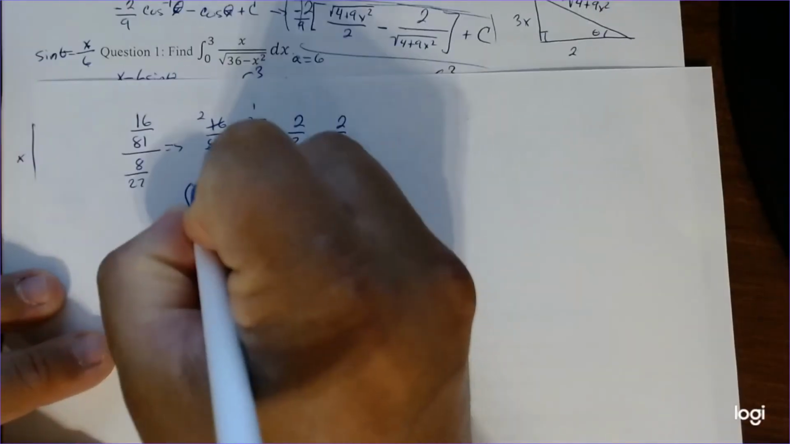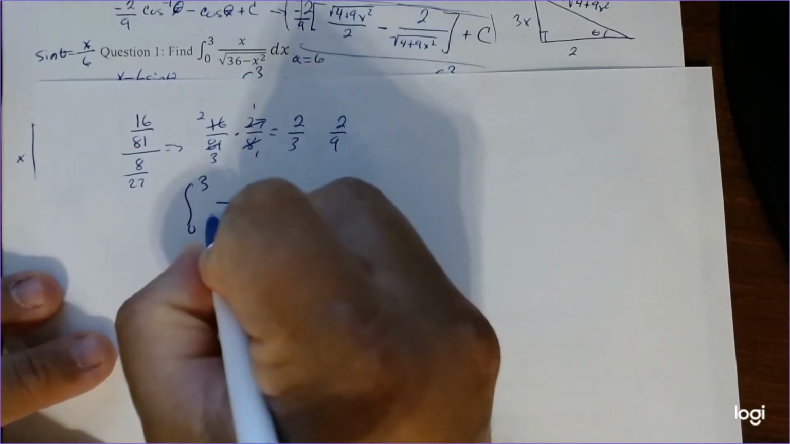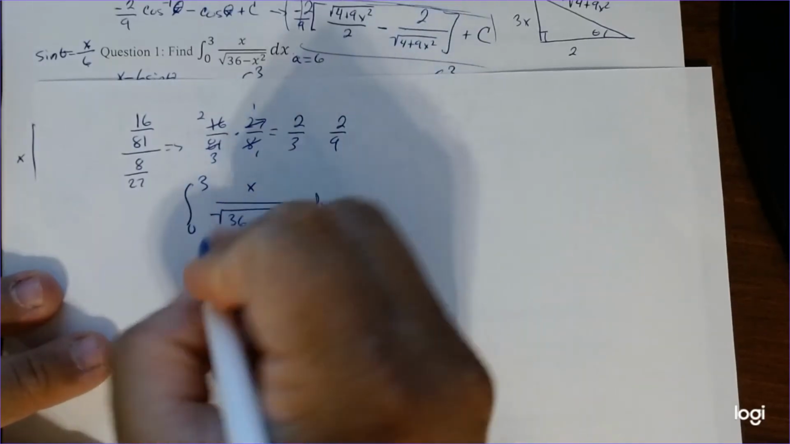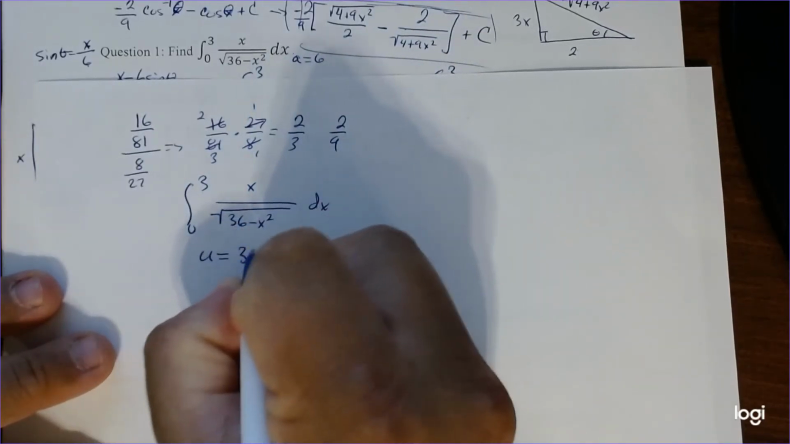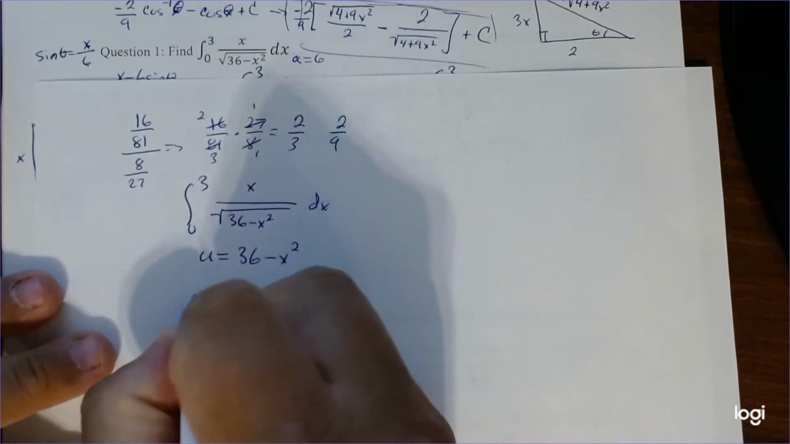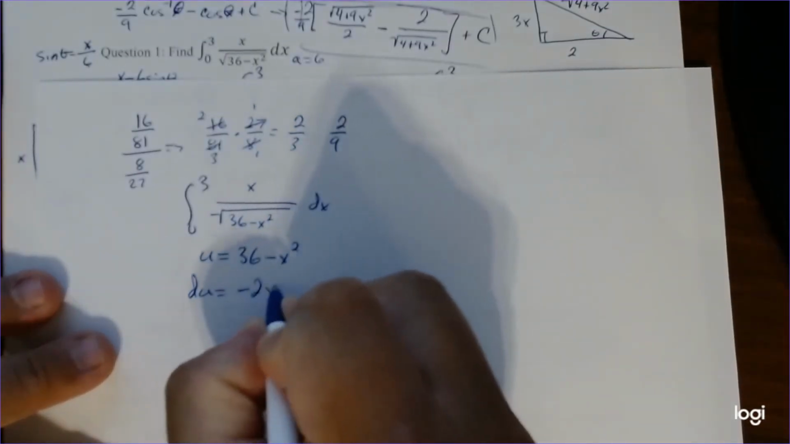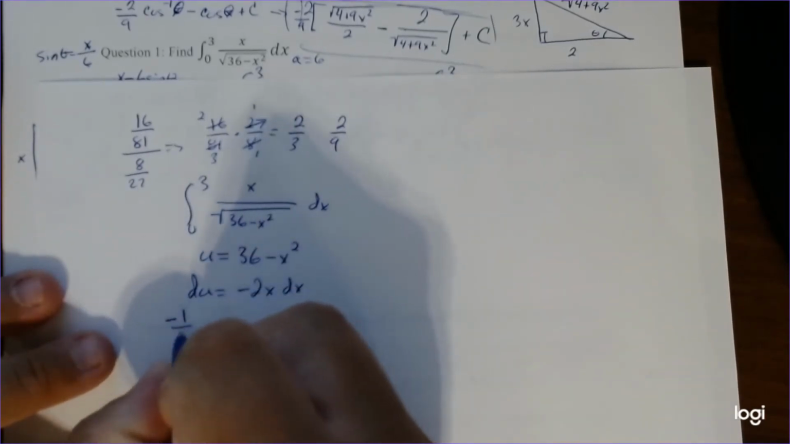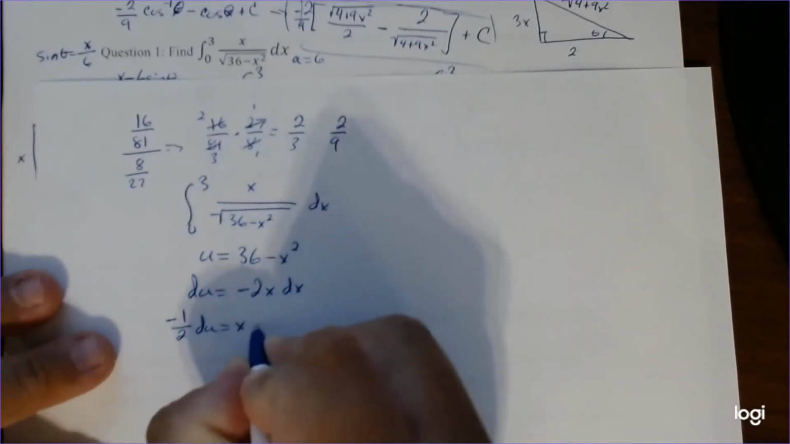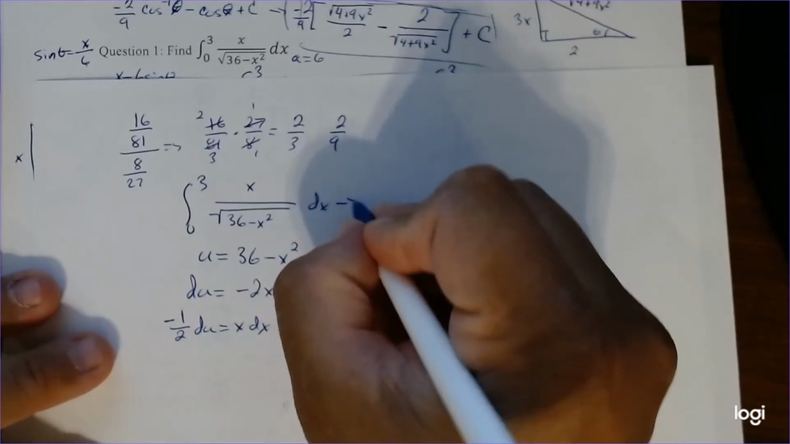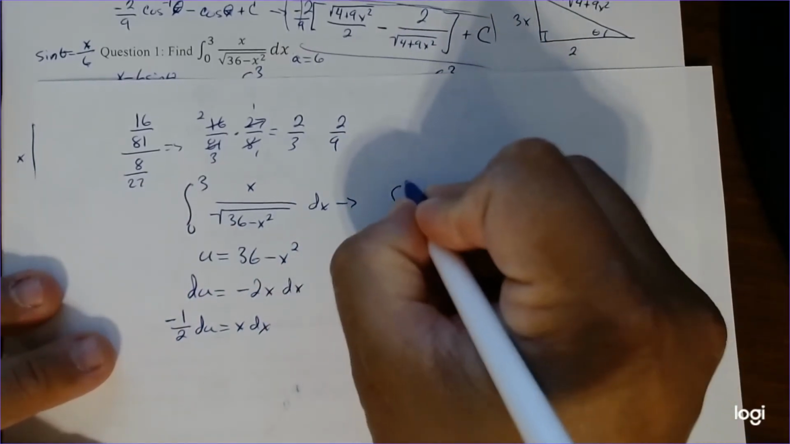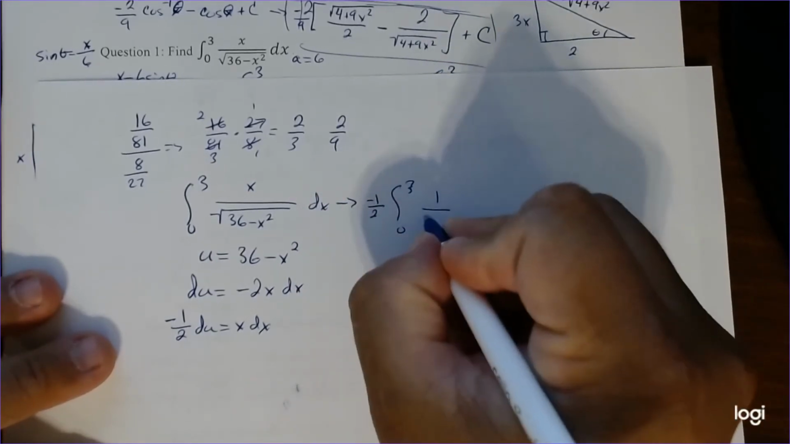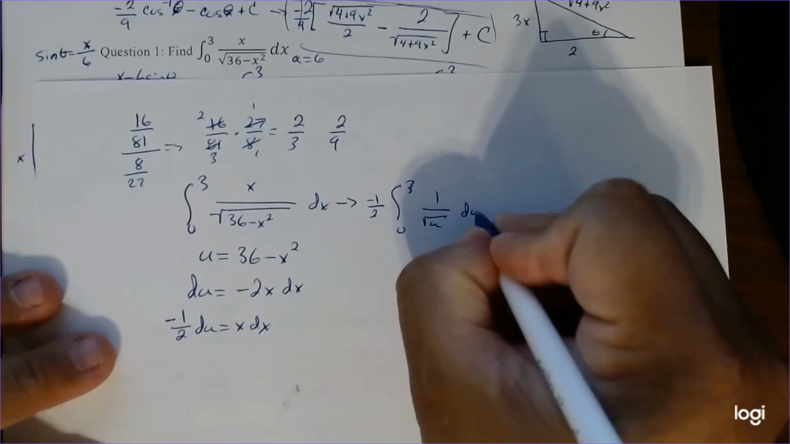So let's see. Let u equal everything on the inside. Then du is going to be negative 2x dx. Notice I don't have a negative 2, so it's just going to be negative 1/2 du. So therefore, this ends up being the integral from 0 to 3 of negative 1/2 of 1 over the square root of u. And look at that.